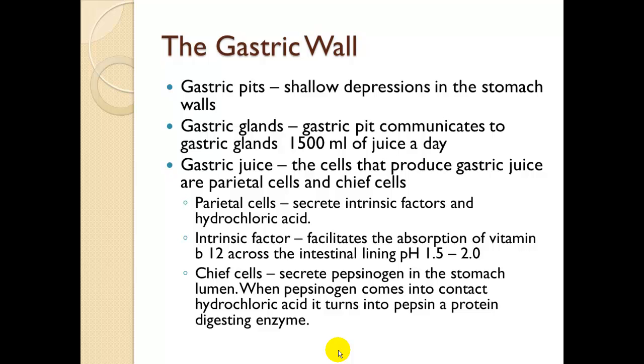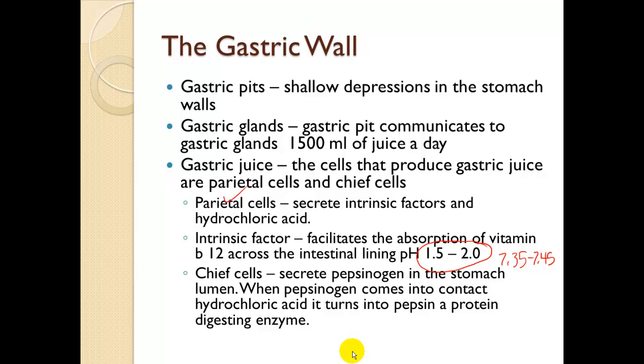Intrinsic factor facilitates the absorption of vitamin B12 across the intestinal lining, and the acid has a pH of about 1.5 to 2. Now, the normal pH of the body is 7.35 to 7.45, so this is highly acidic. Chief cells secrete pepsinogen in the stomach lumen, and when the pepsinogen comes into contact with the hydrochloric acid from the parietal cells, it turns into pepsin, a protein digestive enzyme that starts breaking down protein.